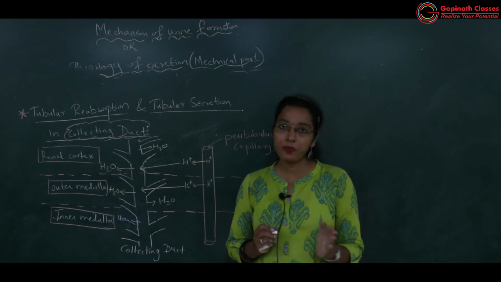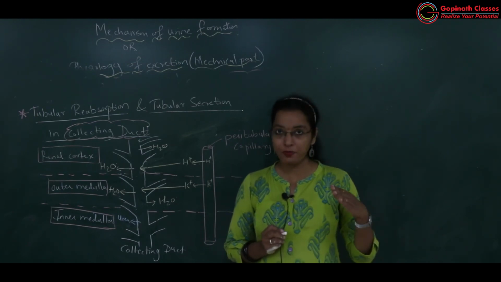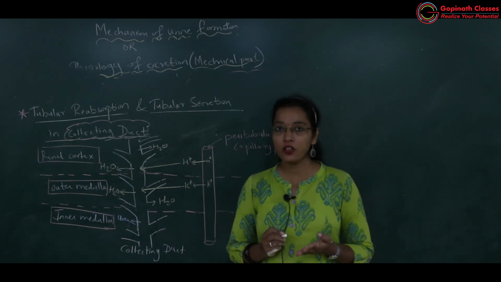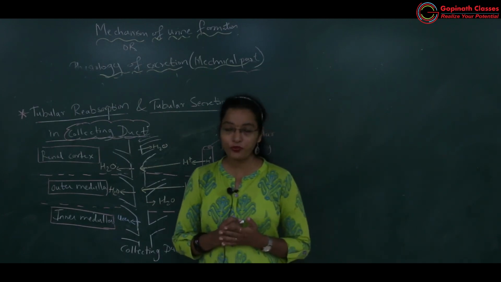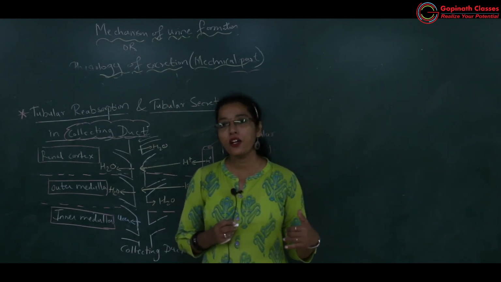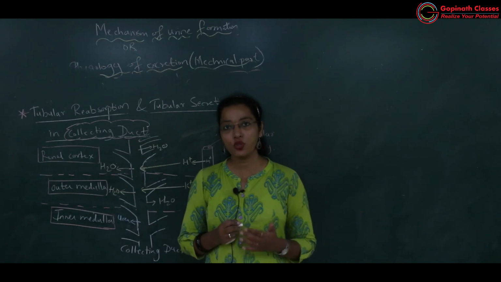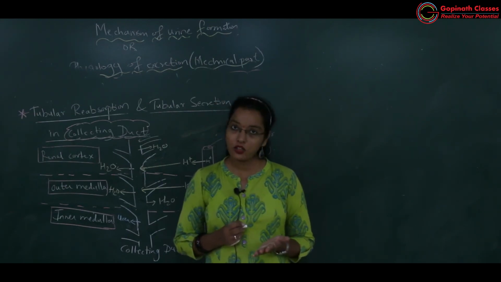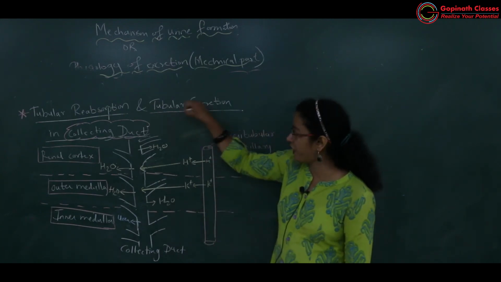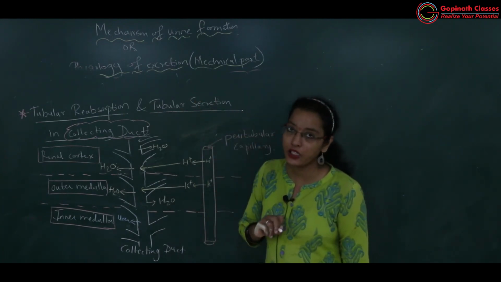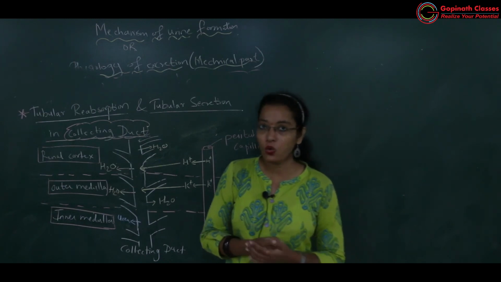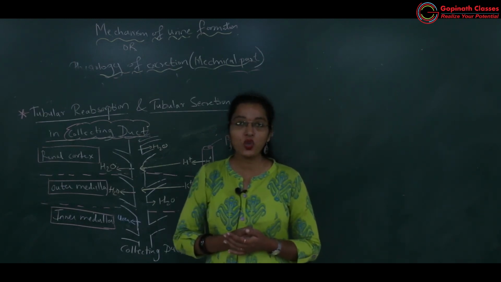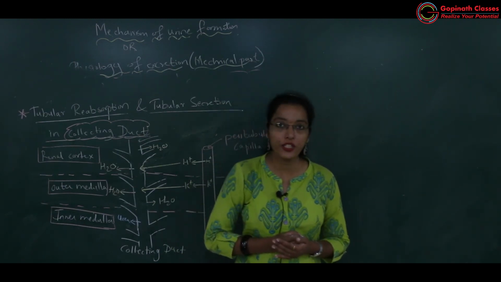We then completed the loop of Henle's part, what is actually reabsorbed from the loop of Henle, and then we completed tubular reabsorption and tubular secretion in DCT, followed by tubular reabsorption and tubular secretion in the collecting duct. So this is all about the mechanism of urine formation.